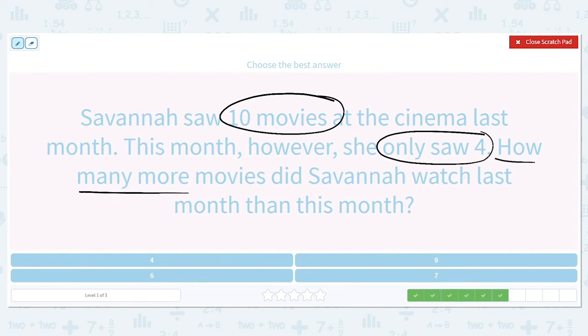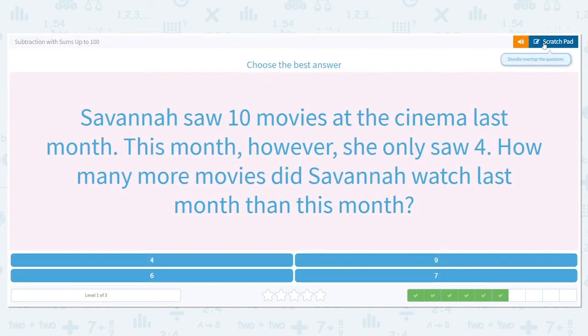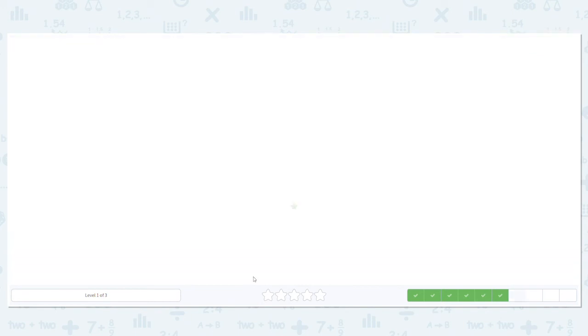How many more means add or subtract? Subtract. So our subtraction is 10 minus 4 equals what? Is it 4, 9, 6, or 7? 10 minus 4 is 6.